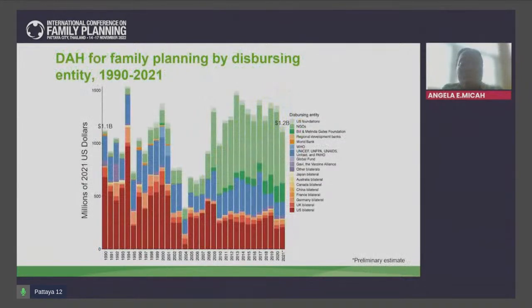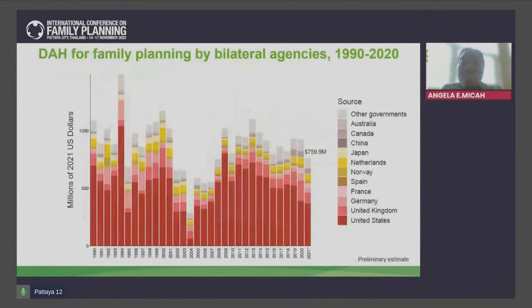The next slide, also a stacked bar, looks more specifically at family planning and how much has been spent over time across all the various disbursing entities that we track in the study. We are estimating a total of 1.2 billion having been spent on family planning across all the various disbursing agencies. The next couple of slides will look specifically at various disbursing agencies.